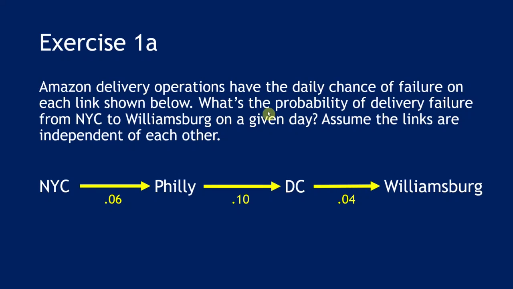All right, so are you ready? This is the first exercise. It has two parts. Amazon delivery operations have the daily chance of failure on each link shown below.